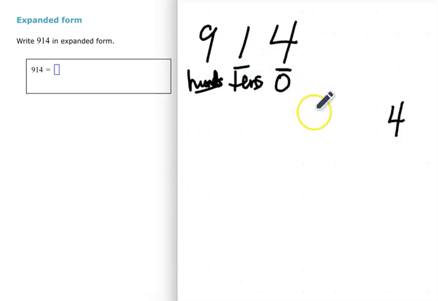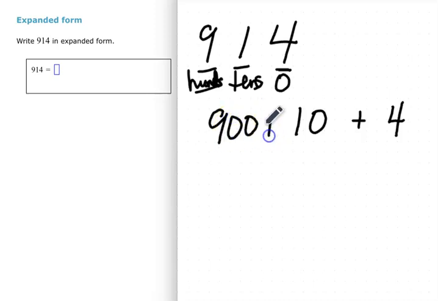This tells me how many dimes I have. I have 1 dime. So I've got like 10 cents there. We say 10. Okay, and then I've got 900s over there, so it's 900. So this is the expanded form for 914, okay? 900 plus 10 plus 4.